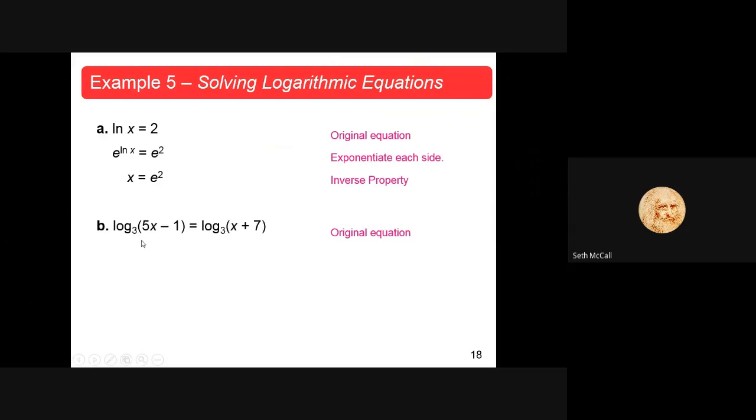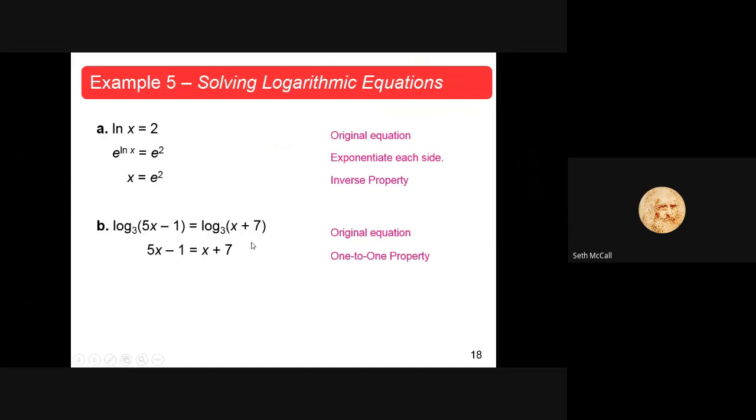Here's another one. This is log base 3 of 5x minus 1 equals log base 3 of x plus 7. If you notice, this is log base 3 on this side, this is log base 3 on this side, and it's saying that these expressions are equal. So this is a case where we're going to be able to utilize the one-to-one property and simply set 5x minus 1 equal to x plus 7.